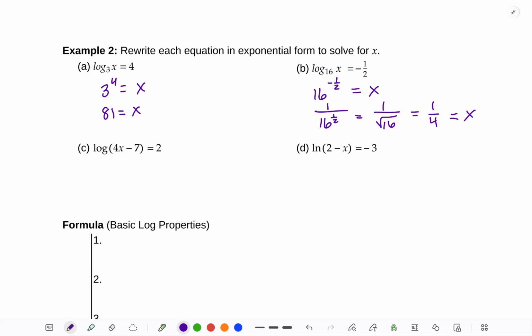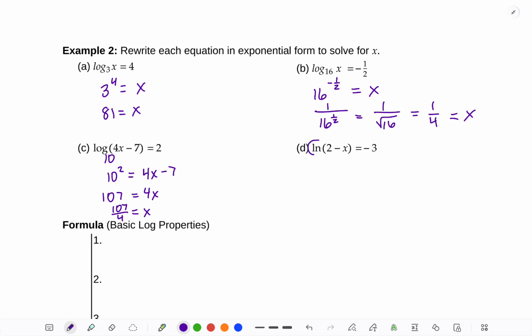Now these last two show us some unique properties because there's no number here. When there is no number there, we assume it's a 10, and we call it the common logarithm. So now to rewrite it, we get 10 squared equals 4x minus 7. Add 7 to both sides and square the 10, we get 107 equals 4x. Divide by 4, we get 107 over 4 equals x. So that's a common logarithm.